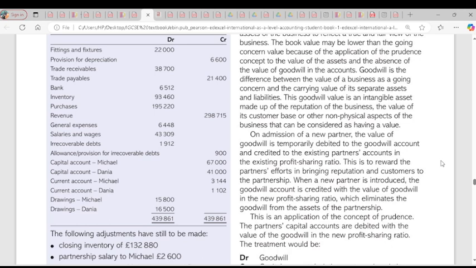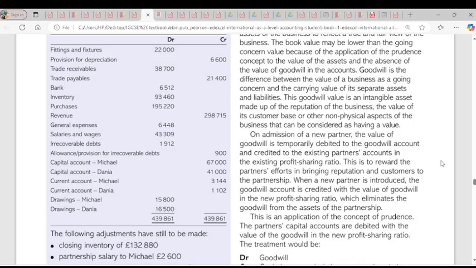So now we have to prepare the appropriation of net profit for the year ended. This is the net profit for the year ended. So the first thing is the interest on capital. It is 10% as stated there. So 10% on Michael, which is 67,000, and 10% on Daniel, which is 41,000. So 10% of 67,000 is 6,700 for Michael. 10% of 41,000 is 4,100 for Daniel.